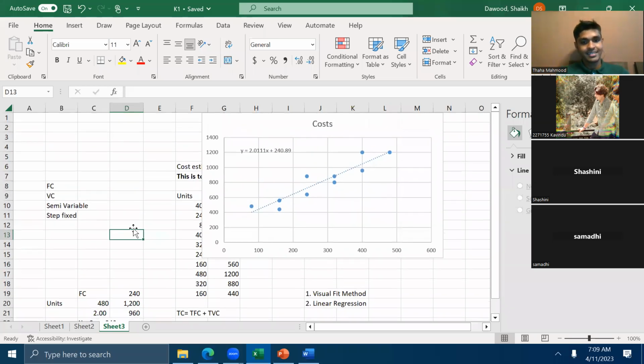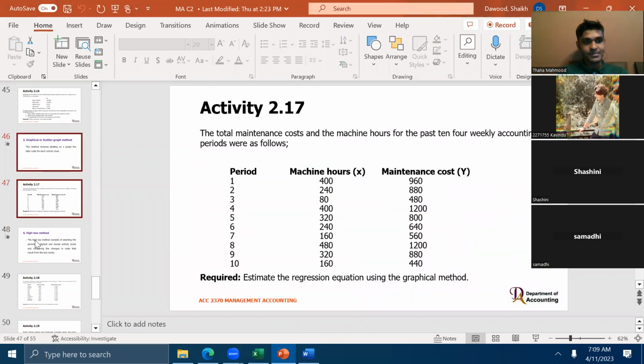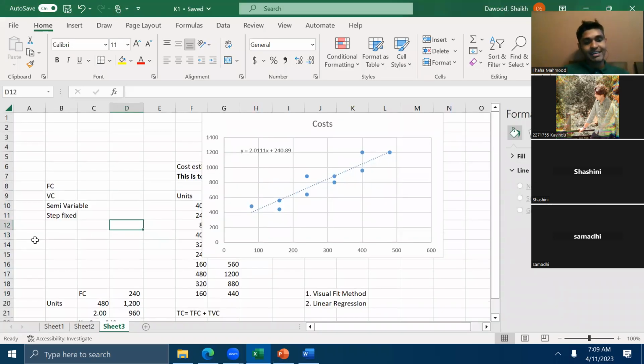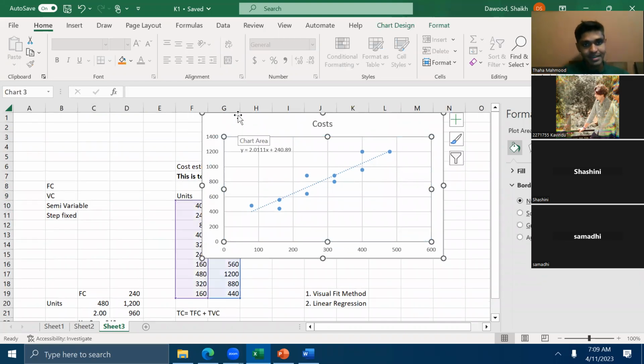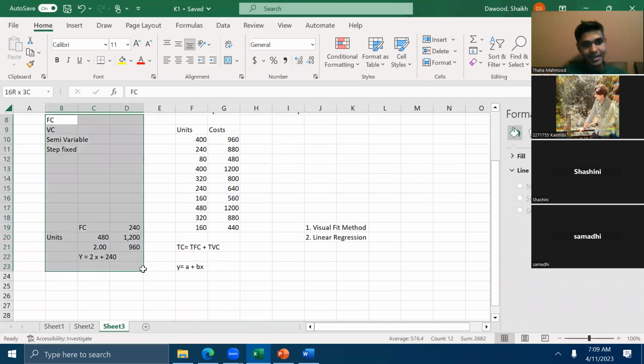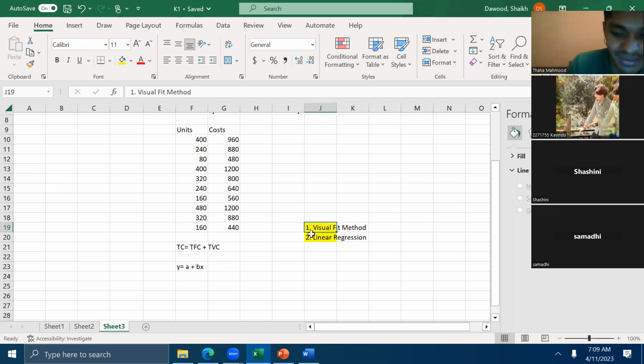All right, so that's what happens with the graphical method. The next one is the high low method. This I believe would be the area which would be mostly tested in our exam. It's a very simple method, but if we are ranking based on accuracy, the most accurate would be the least square method. The second one would be the high low method. The third, or the least accurate method, is the visual fit method.